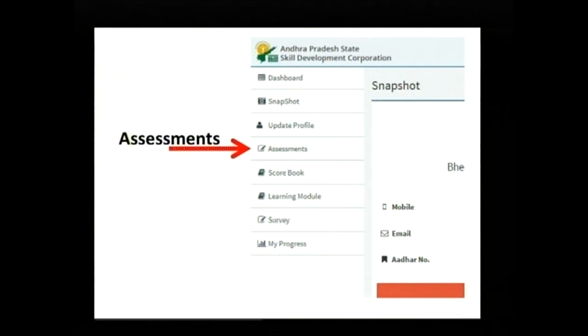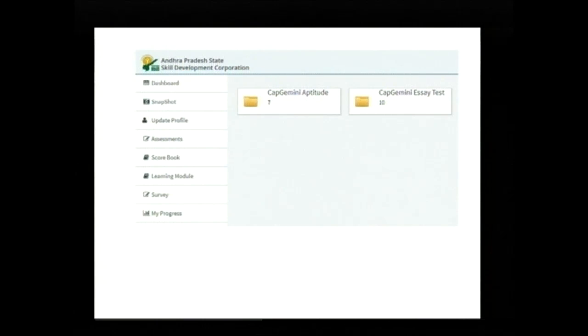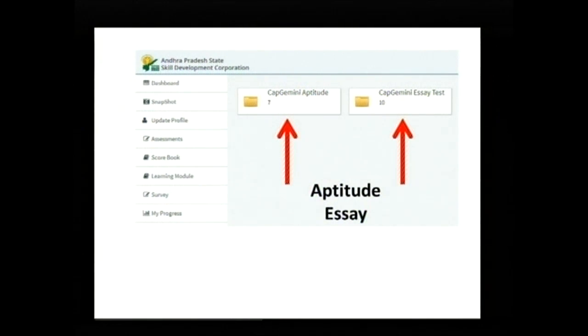Click on Assessment. The moment you click on Assessment, you will see Capgemini folders showing up for aptitude and for essay. Click on the folder, it will take you to the assessment. What we have done for practice purposes: we do not know how exactly the system calculates or checks the essay for Capgemini, but we have tried to make it as close as possible. It's been tested. Please open it in Google Chrome only. If you do not have Google Chrome, please go ahead and download it. It will work only on Google Chrome, and start taking as many tests as possible.